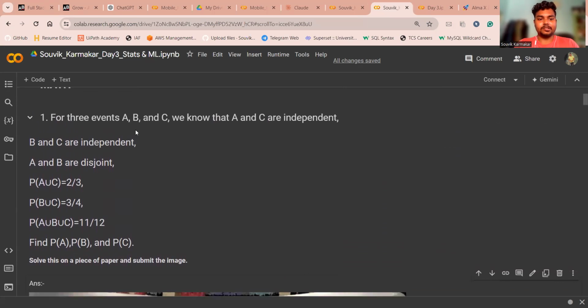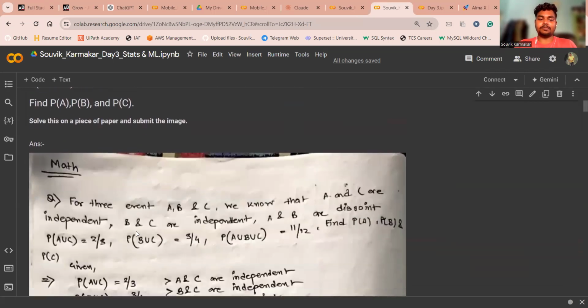The first question is for these three events A, B, and C. They have given some conditions: A and C are independent, B and C are independent, and A and B are disjoint. Also, they have given the values: P of A union C equals 2 by 3, P of B union C is 3 by 4, and P of A union B union C equals 11 by 12. We have to calculate the values of P(A), P(B), and P(C).